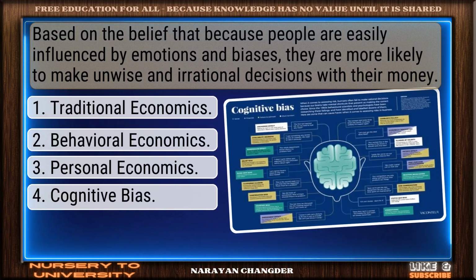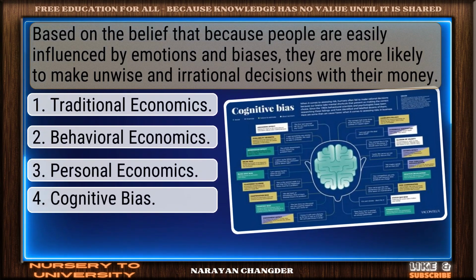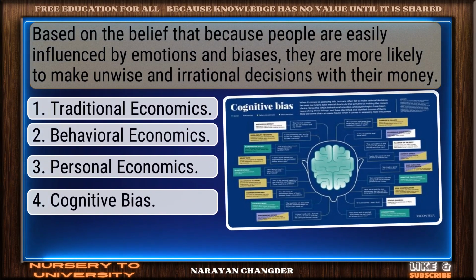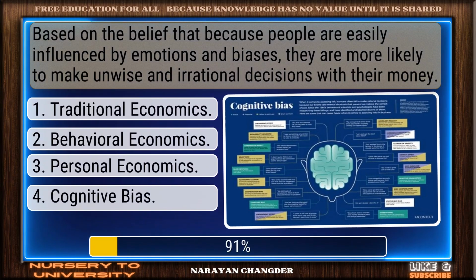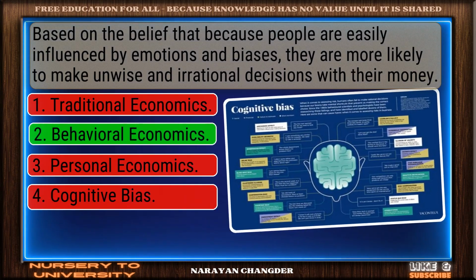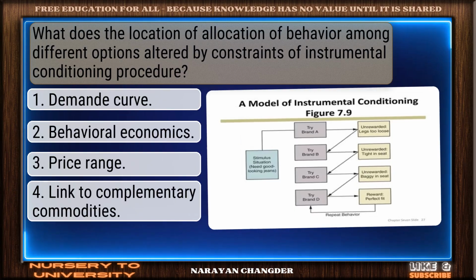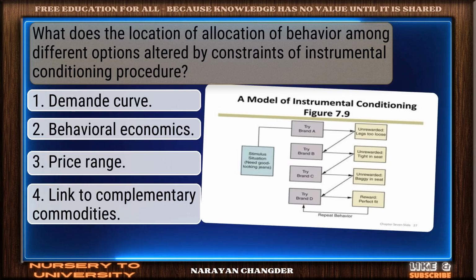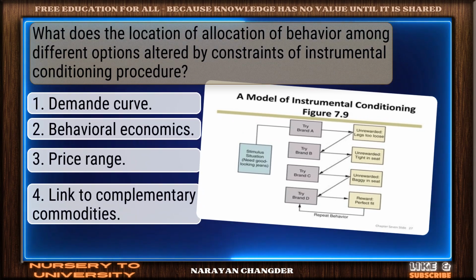Based on the belief that, because people are easily influenced by emotions and biases, they are more likely to make unwise and irrational decisions with their money. Sharp thinking. Behavioral economics is the right choice. What does the location of allocation of behavior among different options altered by constraints of instrumental conditioning procedure?